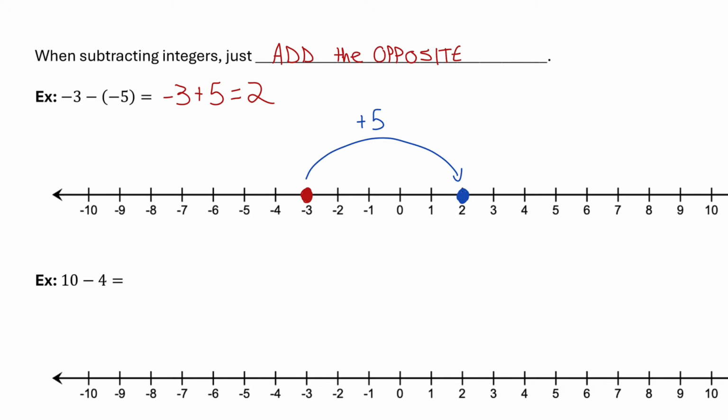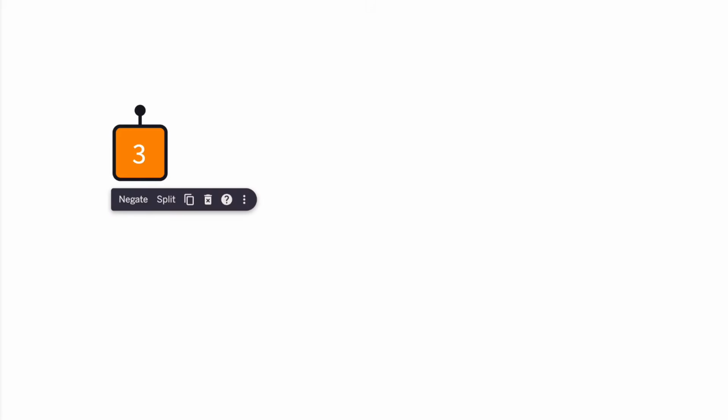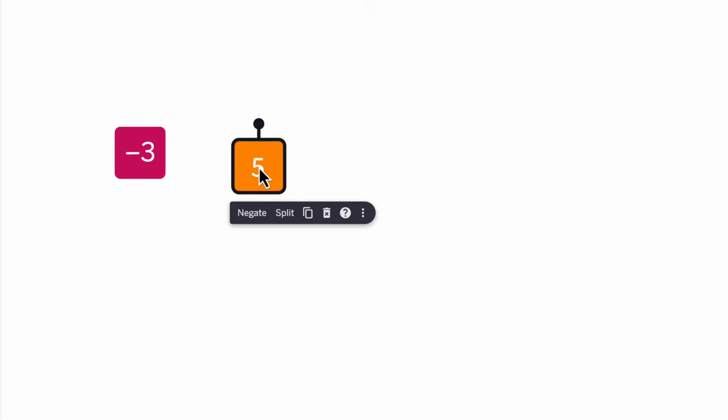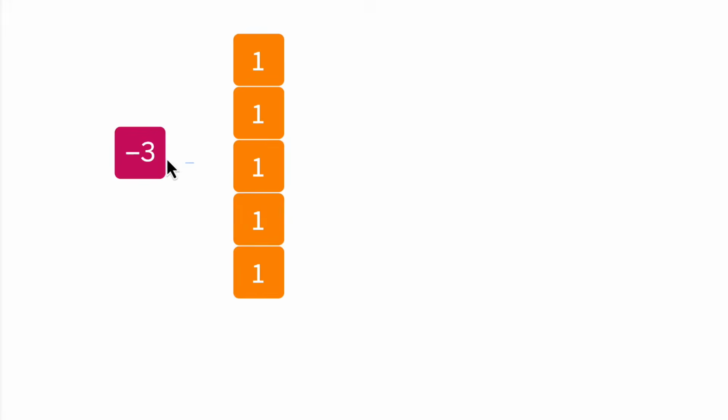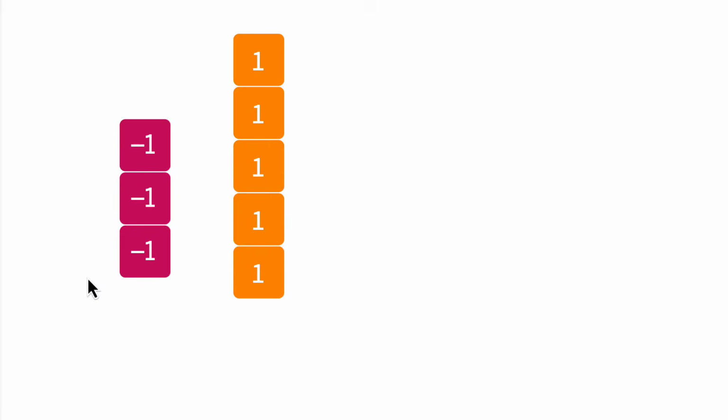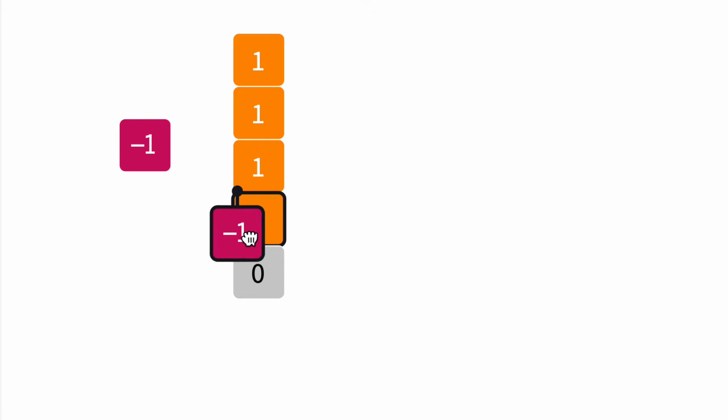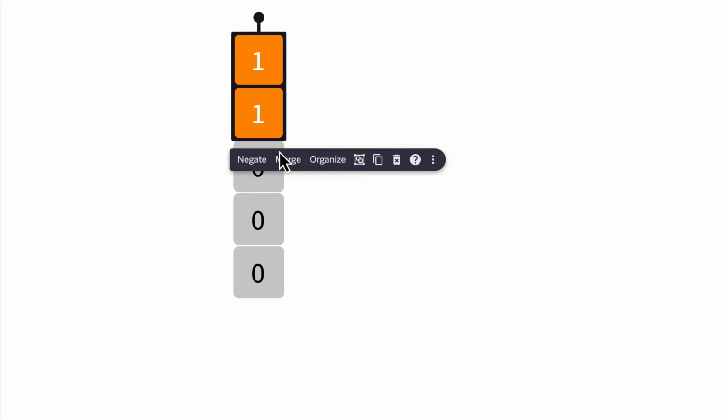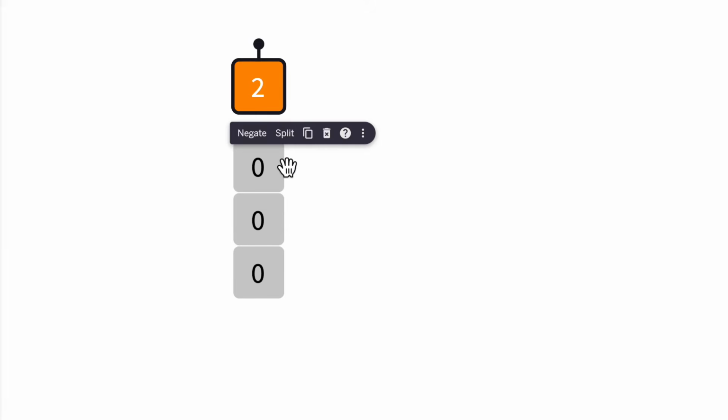And once again, on Polypad, if I had a -3 and a 5, if I were to combine them together, let me split these into their ones. Notice that these 3 negative ones will cancel out with 3 of the positive ones, leaving us with just 2 ones at the end, which gives us the answer of 2.